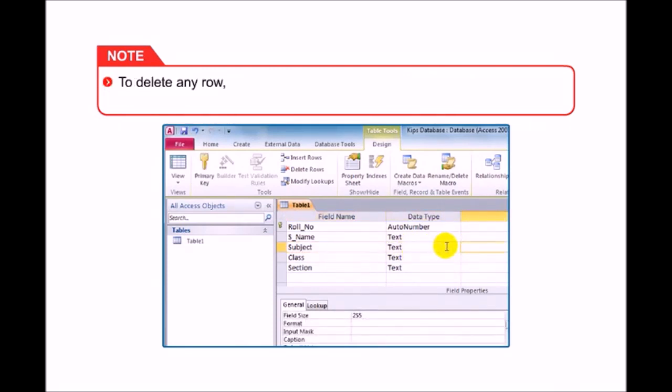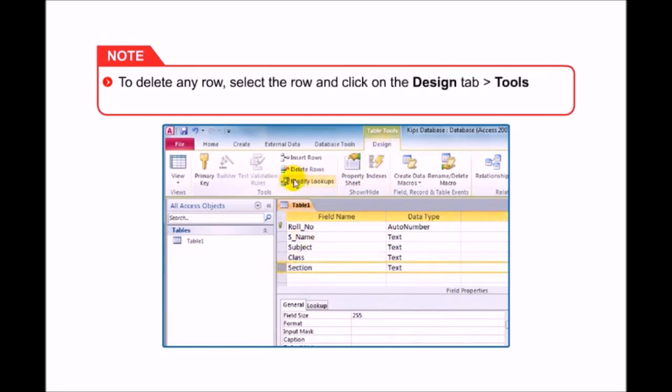To delete any row, select the row and click on the Design tab. Then go to the Tools group, then go to the Delete Rows button.